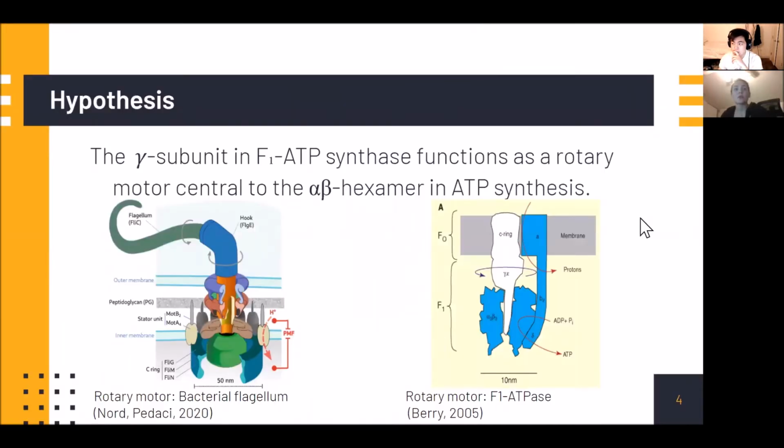So this paper focuses on the F1-ATPase, as previously mentioned, and this spans a total of 10 nanometers. The researchers' aim was to directly observe the rotary motor in the synthesis of ATP by attaching a fluorescent actin filament to the gamma subunit of the F1-ATP synthase in the respiring and photosynthetic cells, because this is where it is located, in the membranes. The hypothesis of the article was that the gamma subunit in F1-ATP synthase functions as a rotary motor central to the alpha-beta hexamer in ATP synthesis.